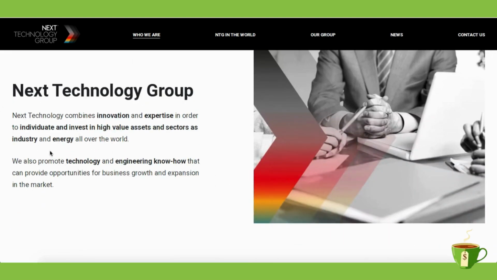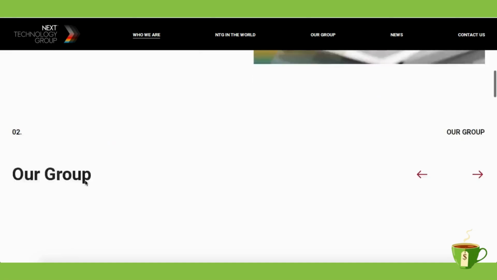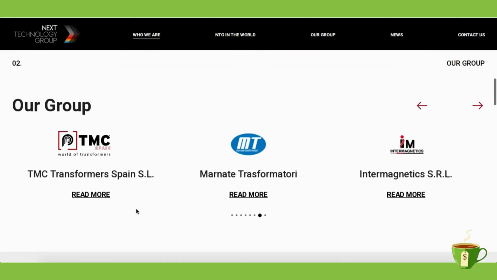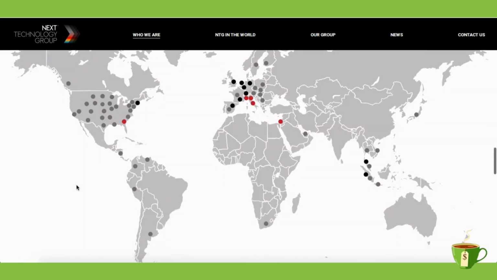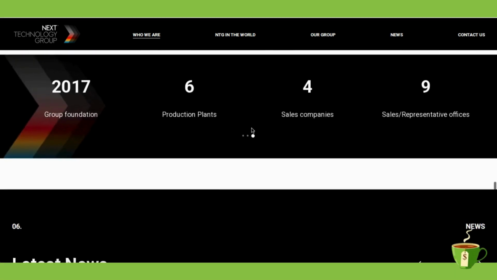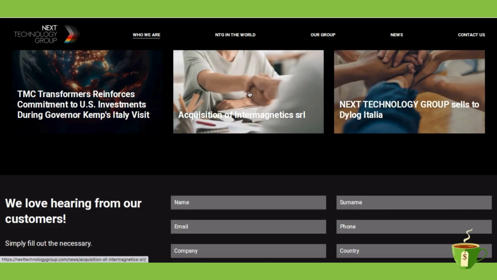So they say they combine innovation and expertise in order to individuate and invest in high-value assets and sectors as industry and energy all over the world. This is very interesting. Okay, we promote technology and engineering know-how that can provide opportunities for business growth and expansion in the market. Also think they need a copywriter. So, they're a group. They, an acquisition.